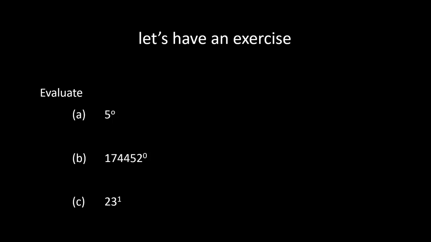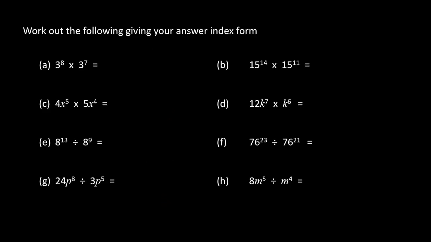Okay, how did it go? 5 to the power 0. Did we trick you? No, no chance. Anything to the power 0 is 1. 174,452 to the power 0 is 1. 23 to the power 1, well, that's just 23. So let's have a look at question 2.